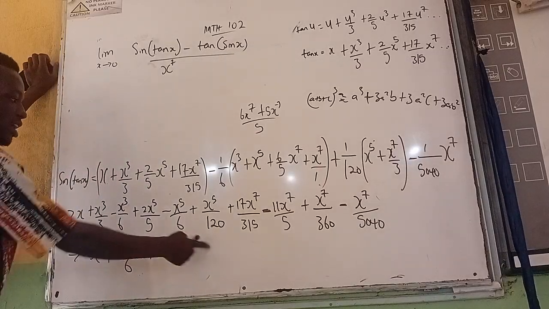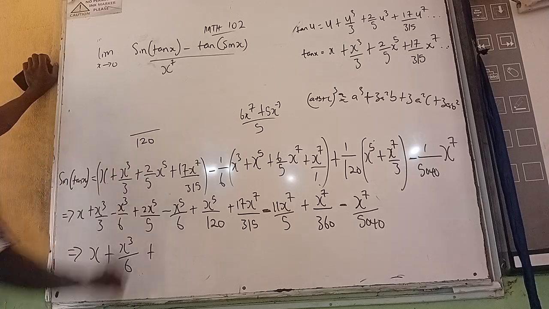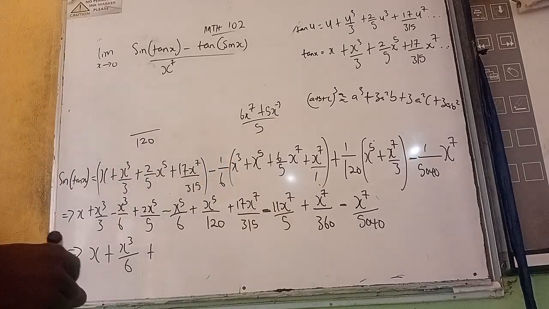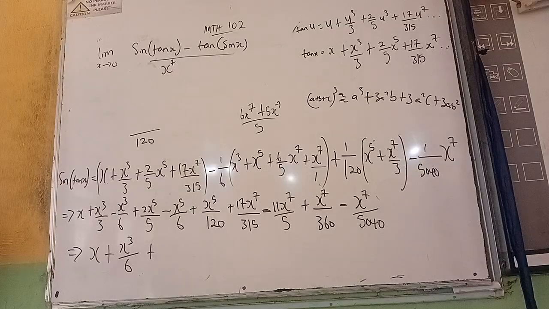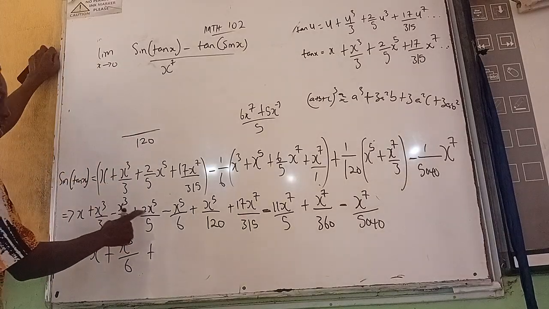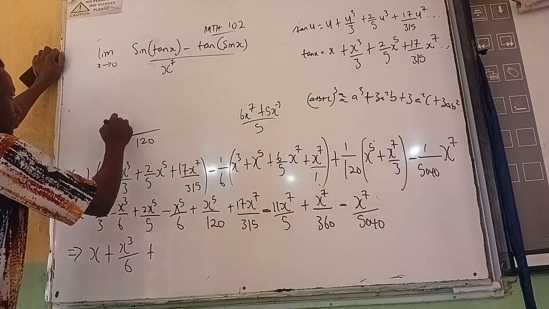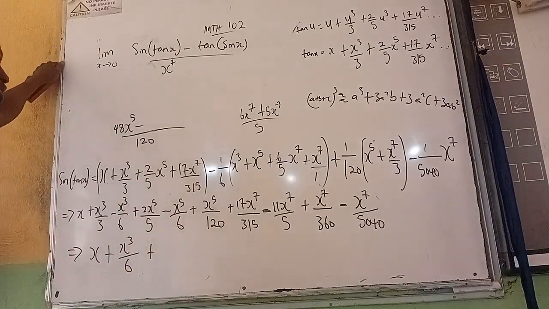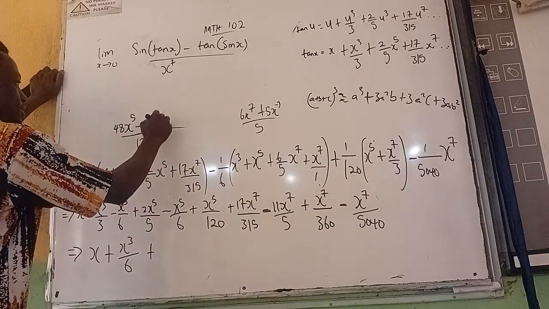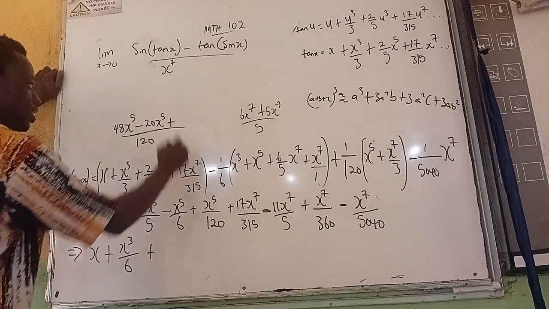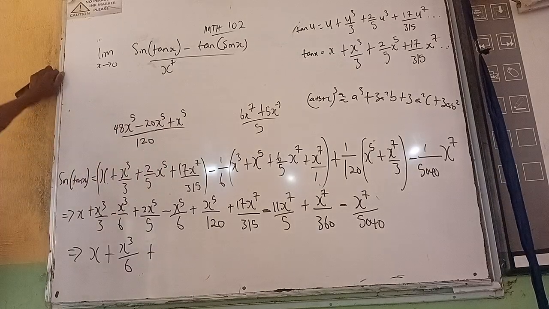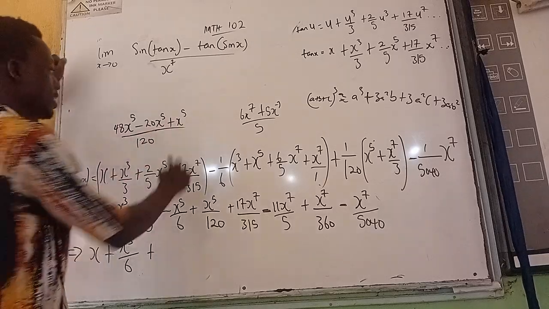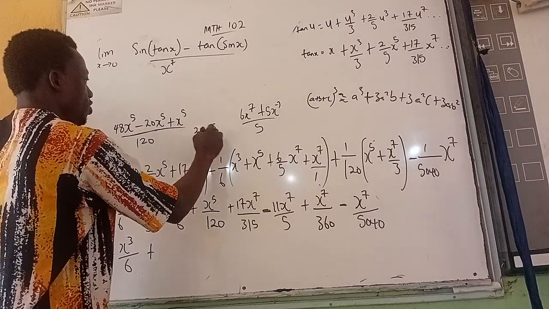The LCM of 5, 6 and 120 is what? 5 in 120 is 24. 24 times 2x^5 gives us 48x^5, minus 6 in 120, that's 20. 20 times x^5, 20x^5, plus x^5. 48 minus 20 is 28, plus 1, that's 29x^5 over 120.